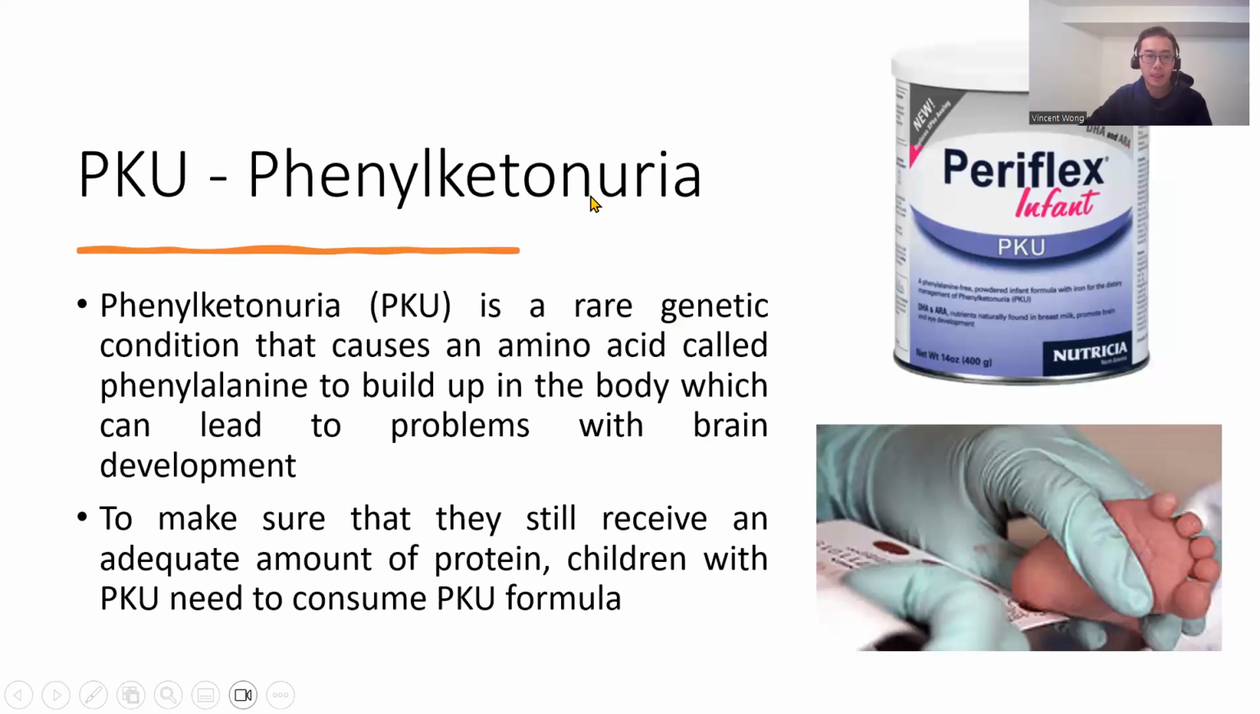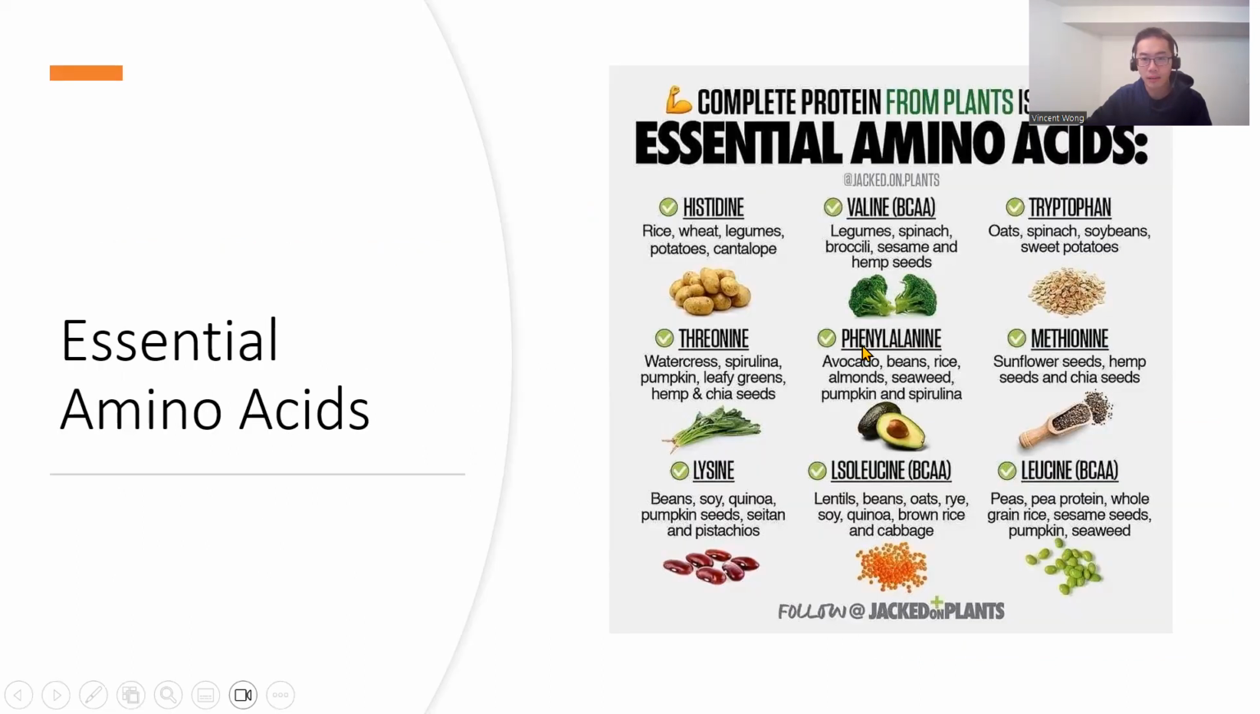Now, one of the amino acids is called phenylalanine, which is right here, okay? Phenylalanine. You can find it in avocado, beans, rice, almond, seaweed, pumpkin. I'm not sure why they put the broccoli here because I don't see the broccoli in the list. Oh, sorry, the broccoli is for the thing above. Yeah, okay. So phenylalanine is one of the amino acids, okay?